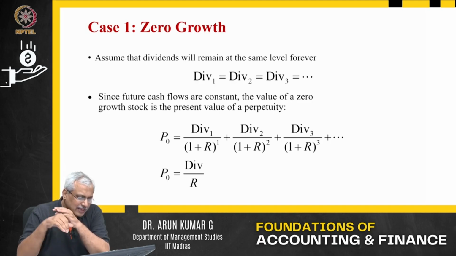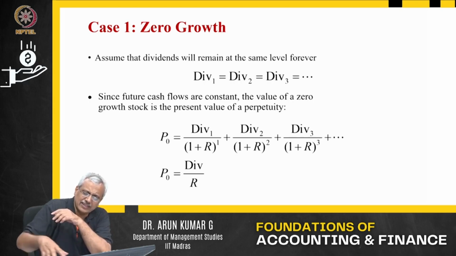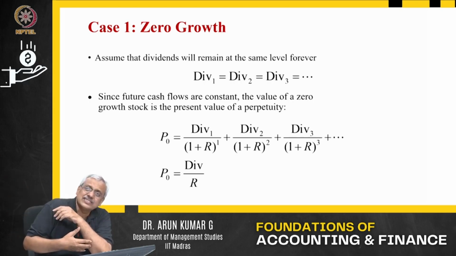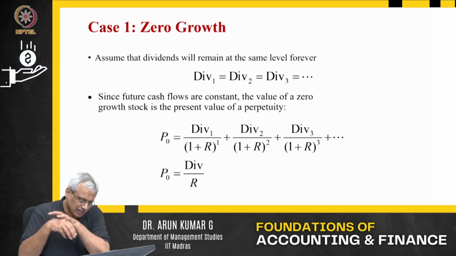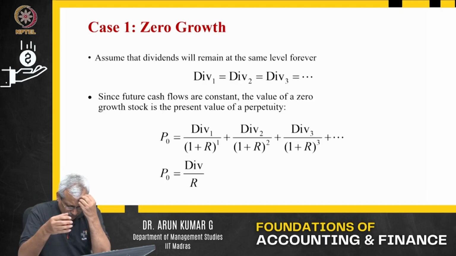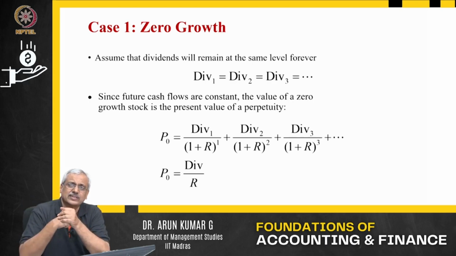So what we are looking at in this base case is dividend in year 1 plus dividend in year 2 plus dividend in year 3 plus dividend in year n, all these things discounted to the current rate. That's all we say, dividend divided by your discounting rate. Of course, in the slide I have used R, whereas on the whiteboard I wrote K. That's just a notation.